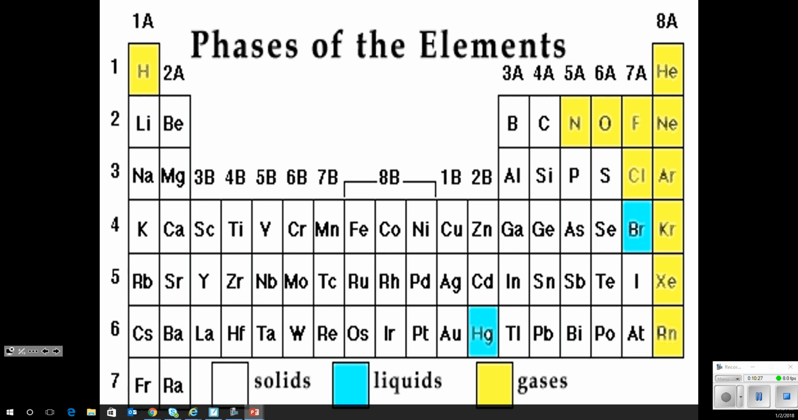Noble gases are easy, right? Because they say gases. So I know that last column is definitely gas. And then if I just remember, oh, nitrogen, oxygen, and fluorine, and chlorine are gases, and hydrogen's a gas. Okay?